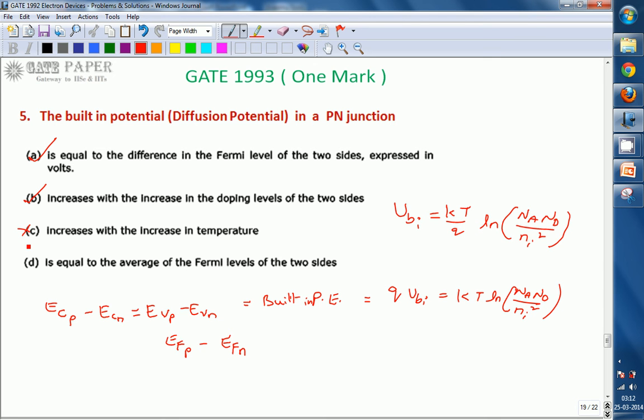And D, equal to the average of the Fermi levels: it is the difference between the Fermi levels, but not the average. So D is also a wrong option. So the correct answer is A and B. Built-in potential of a PN junction is equal to the difference in Fermi level of the two sides expressed in volts, and increases with increase in doping levels. That's all. Okay, thank you.